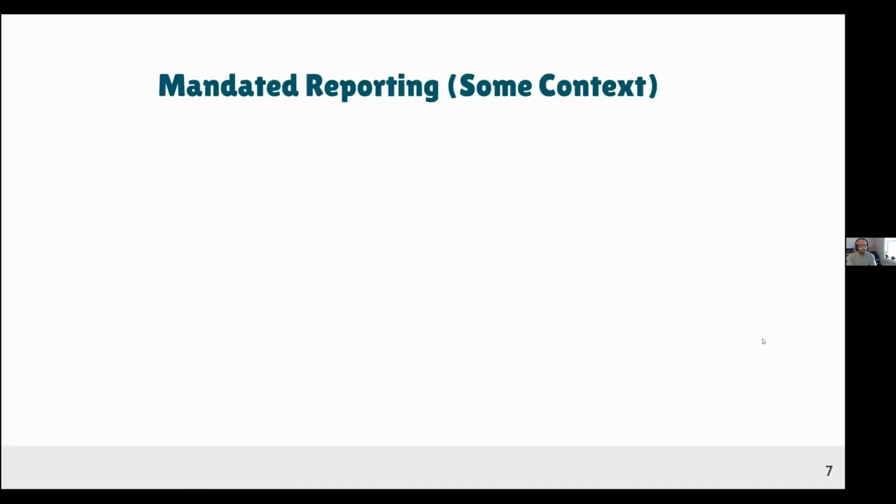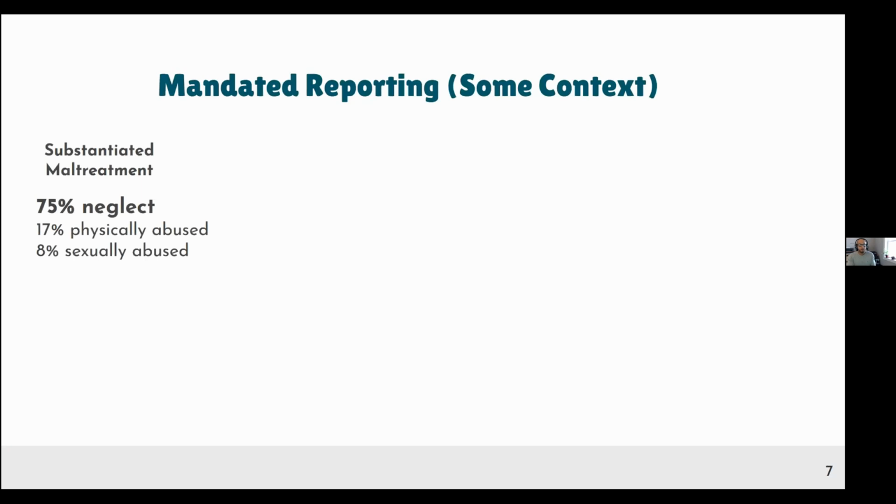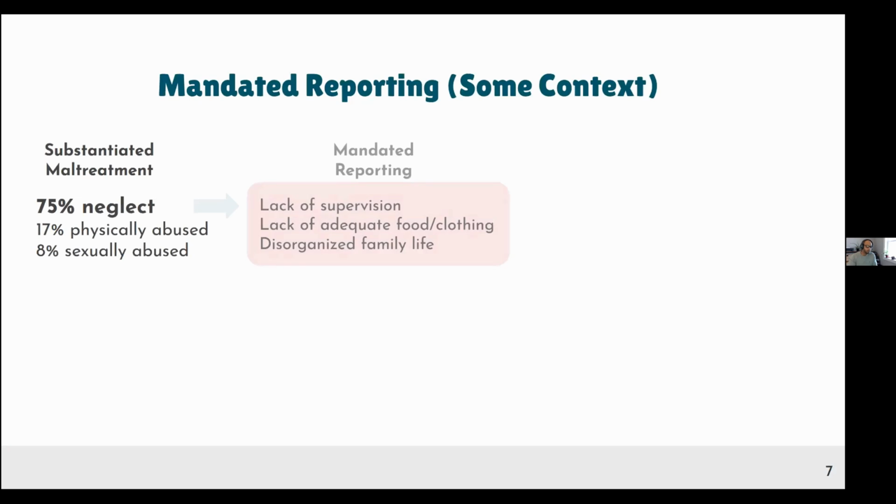Before I proceed, I want to offer some context around mandated reporting. We can have an entire series of talks just on mandated reporting, so I'll try my best to summarize some key aspects here. First, 75% of maltreatment cases are cases of neglect. Only 17% involve physical abuse, and only 8% involve sexual abuse. Some indicators of neglect are lack of supervision, inadequate food or clothing, and disorganized family life.